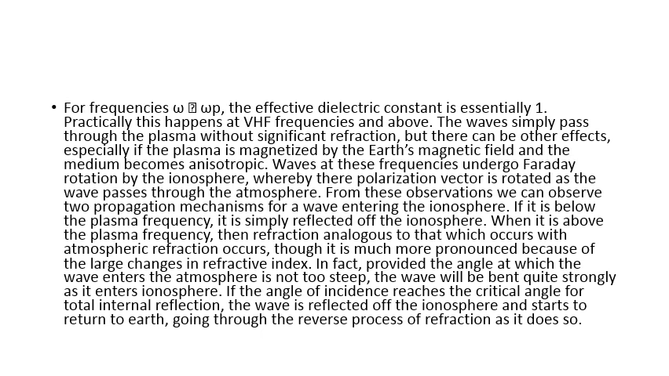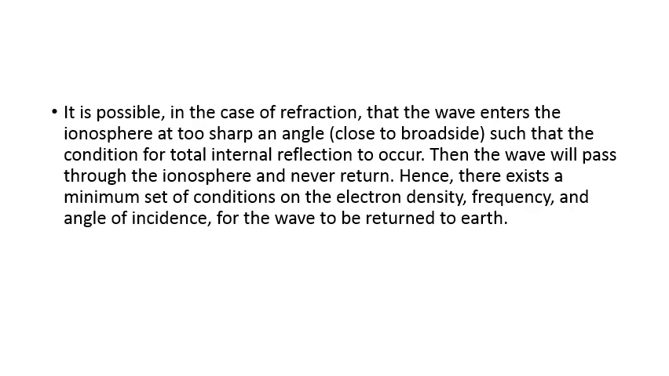And now, if the angle of incidence reaches total internal reflection, the wave is reflected off the atmosphere and starts to return to the earth, as we have already discussed. It is possible in the case of refraction that the wave enters the atmosphere at too sharp an angle for the condition of total internal reflection to occur. Then the wave passes through the ionosphere and never returns. There exists a minimum set of conditions on electron density, frequency, and angle of incidence.